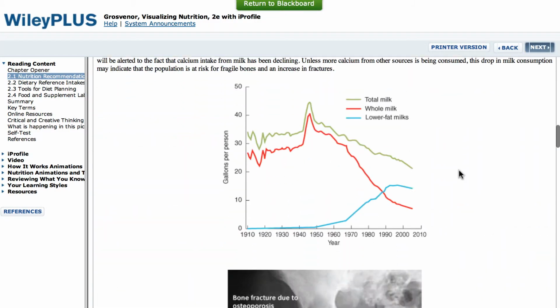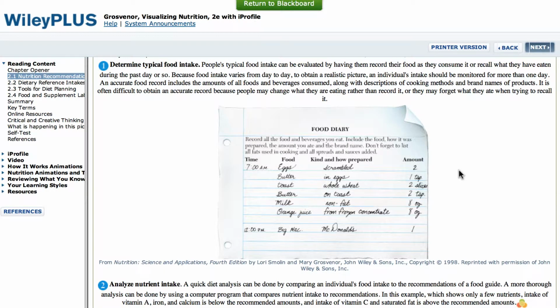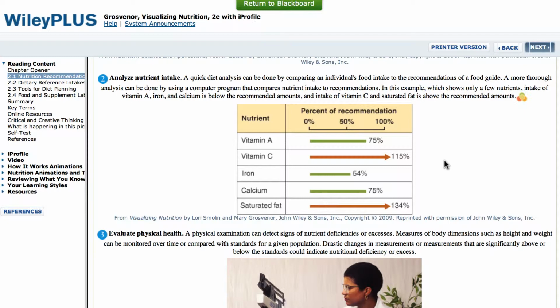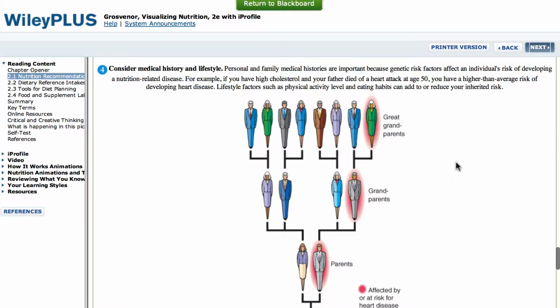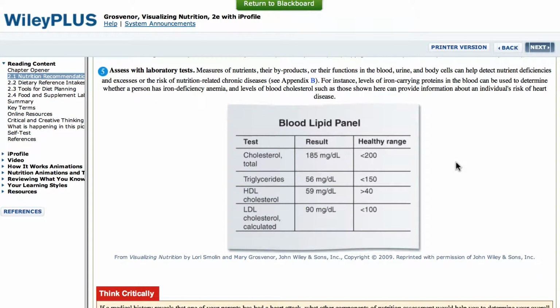And I just wanted to point out in this part of the textbook that you are doing some of the things here. You're doing a food diary and you're analyzing your intake using iProfile. And I hope you found out some body measures such as your height and your weight, maybe even your waist circumference, and that you are considering your medical history and your family's medical history. And then it's also good if you can to have some lab tests done and know some of the numbers like your blood pressure and your blood lipid profile.